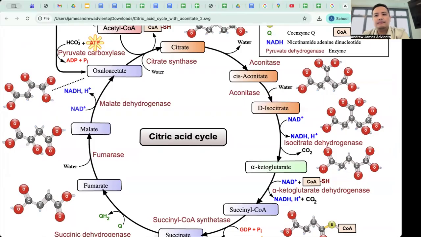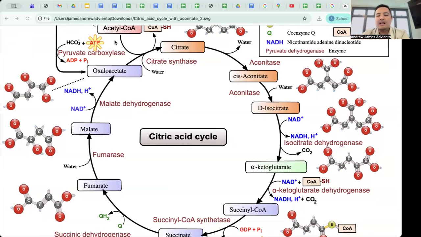Next, finally, malate is oxidized back to oxaloacetate by malate dehydrogenase, producing one more NADH. And with oxaloacetate regenerated, the cycle is ready to accept another acetyl coenzyme A. So for each acetyl coenzyme A that enters the cycle, the cell produces 3 NADH, 1 FADH2, 1 ATP or GTP, they are just cousins, and 2 molecules of carbon dioxide.